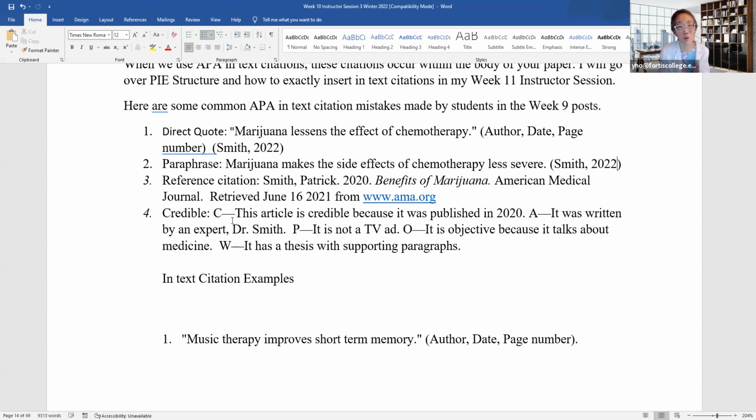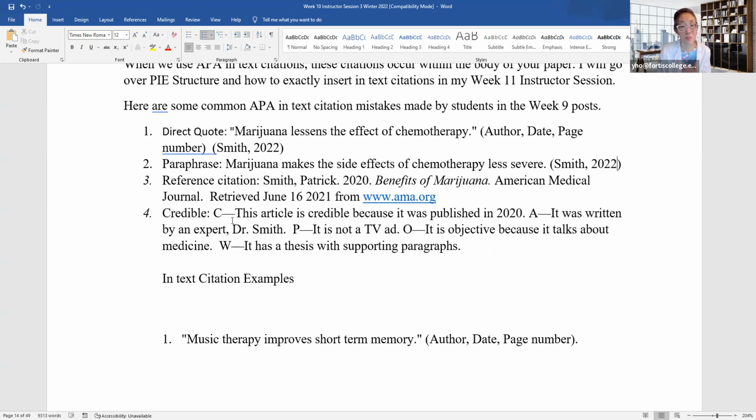So here, with the question, why is your source credible, you would say, C, my Smith article is credible because it was published in 2020, it wasn't published 10 years ago. So any article more than 10 years old is too old. Then A, author, who wrote the article? Was it written by an actor, an athlete, a politician, or a scientist? And so you would say, it was written by an expert, Dr. Smith, so therefore it's credible.